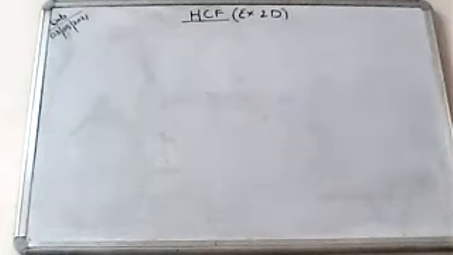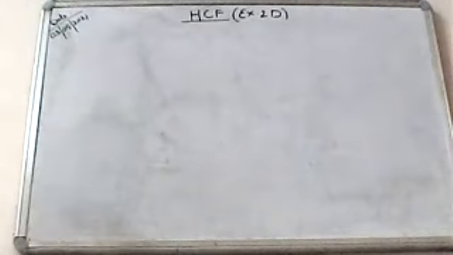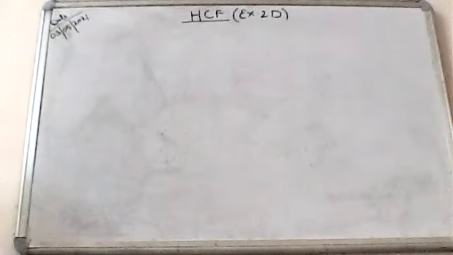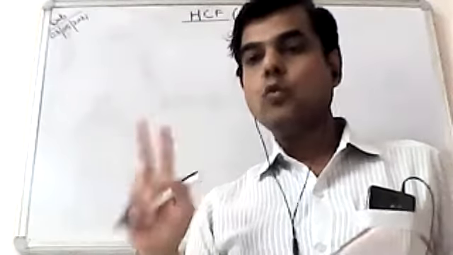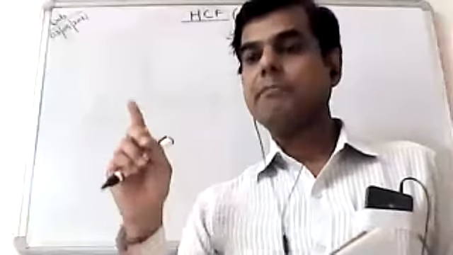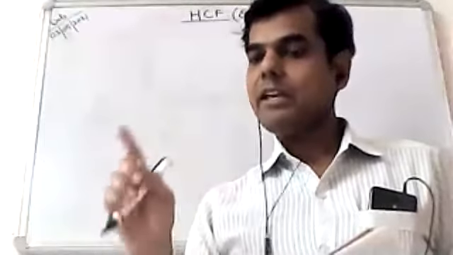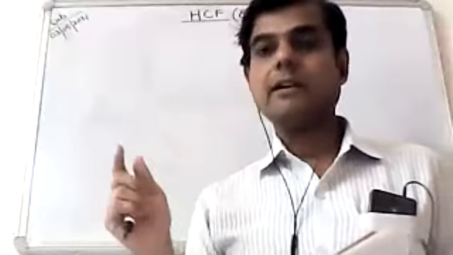About HCF, we have done the 2 questions regarding HCF, 2 and more than 2, I think. So I'm taking the types of HCF, how we can find the HCF. Children, there are 2 ways to find the HCF. First, by the prime factorization, we can find the HCF. And the second method is the division method.